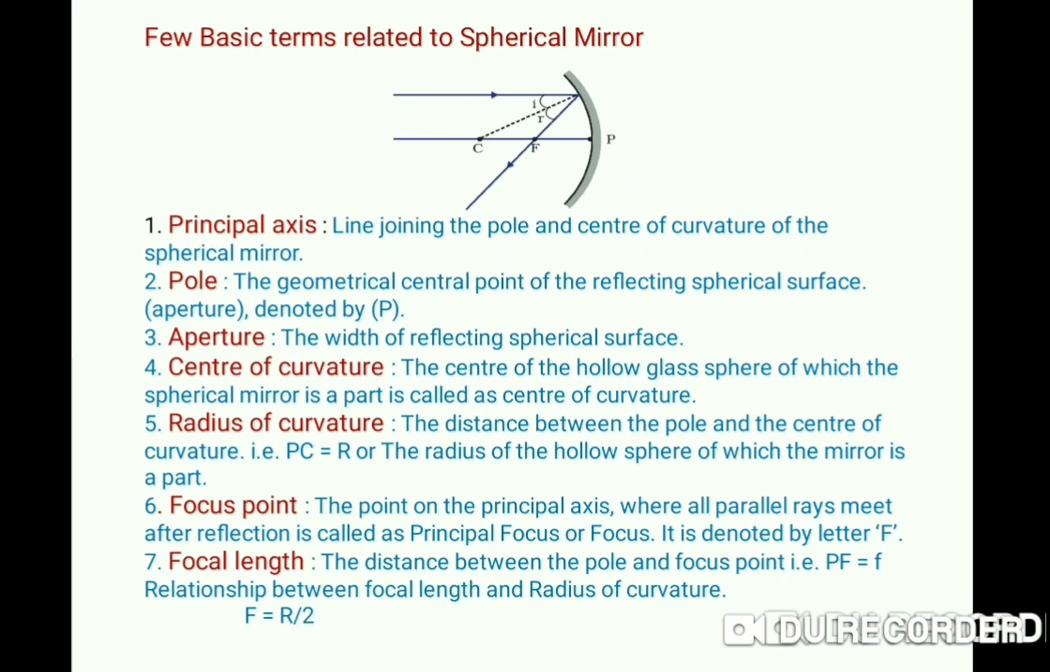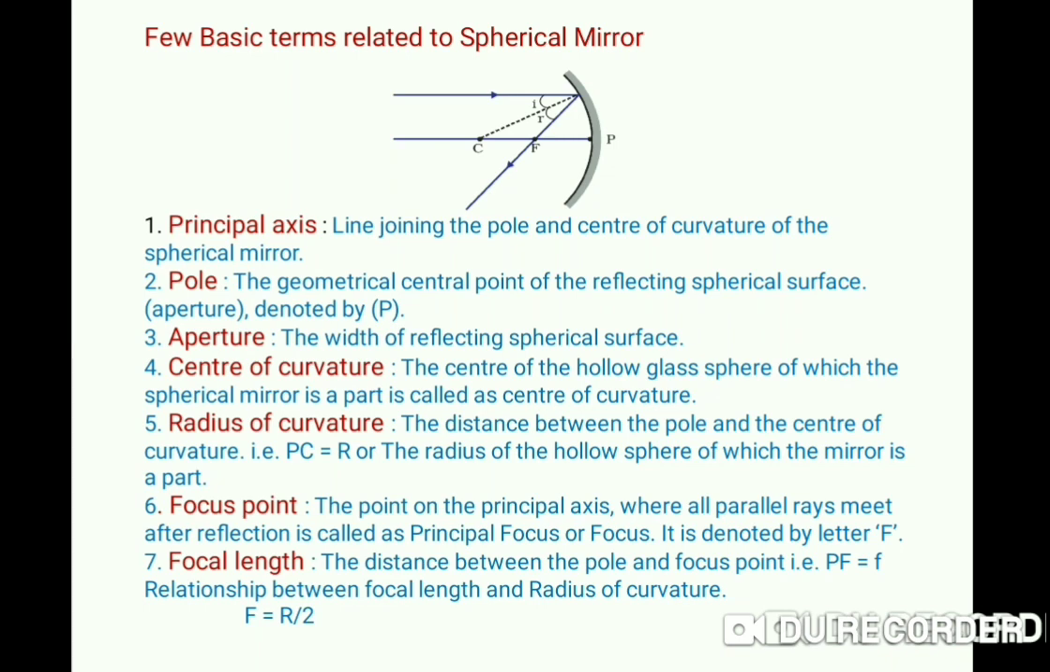Fifth one is radius of curvature. The distance between the pole and the center of curvature. See, the distance between the pole and the center of curvature, this one, is said to be the radius of curvature and it is denoted by capital R. The radius of the hollow sphere of which the mirror is a part is said to be the radius of curvature.